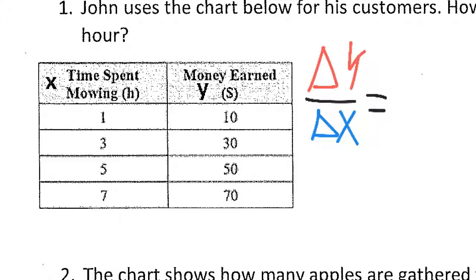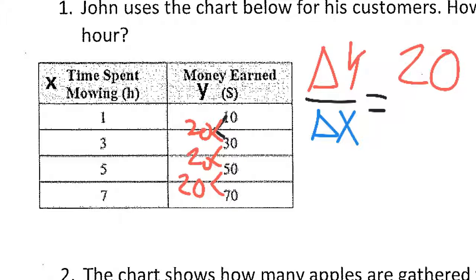So I'm going to look at how much all the y's are changing by first. Well, between 10 and 30, let me do this in red so I match. 10 and 30, 30 and 50, 50 and 70. These changed by 20 each time. Pardon the sloppy handwriting, I'm doing this on my phone. So my change of y is 20.